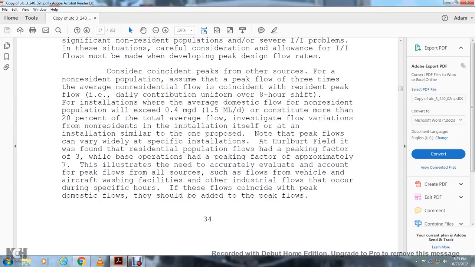Investigate the flow variation of the non-residential installation itself, and an installation similar to the one proposed, in the peak flow. This can vary for the specified installation. At Holbert Field it was found that the residential population flows had a peaking factor of 3, while the base operation peaking factor was approximately 7.